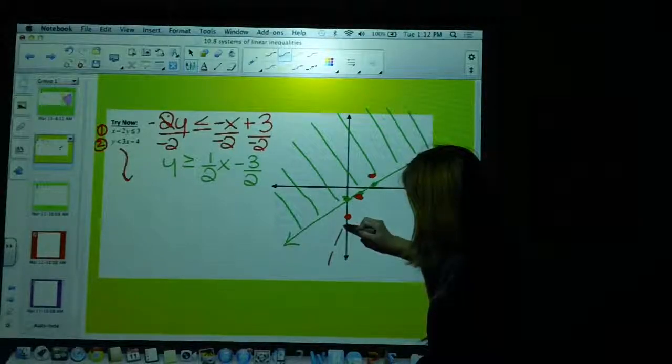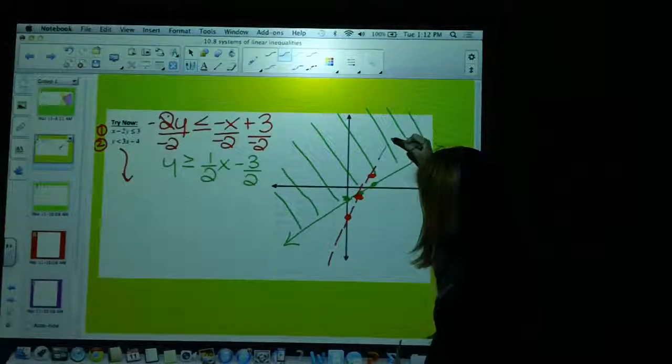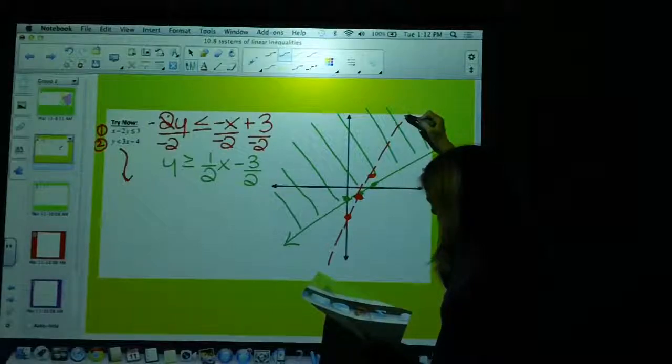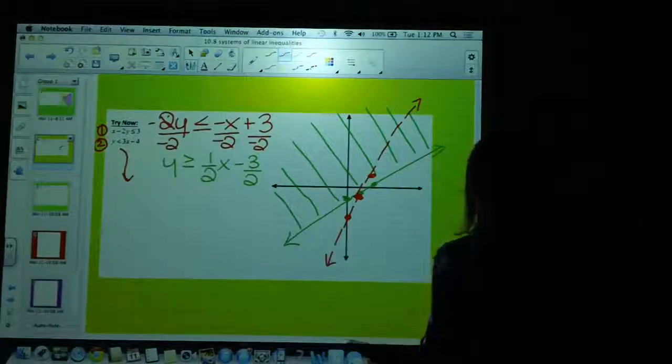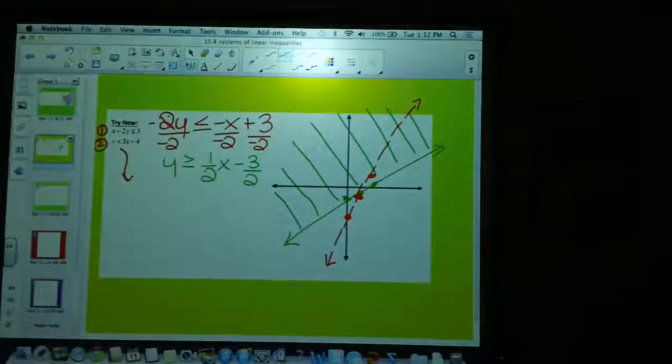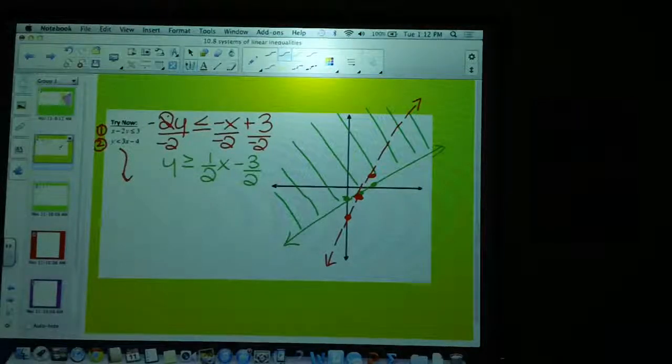Wait, how does your second line look like that? What do you mean? No, it's fine. Mine doesn't look like up 1 over 2, right? Over 3. Up 3 over 1. You guys are on this one? Oh, okay. You were using the wrong slope.